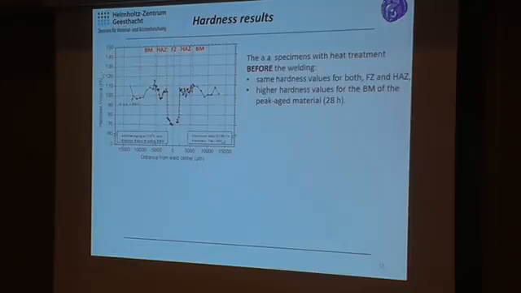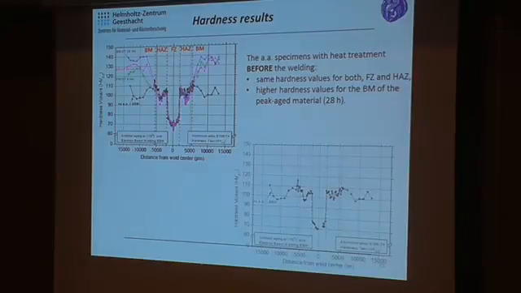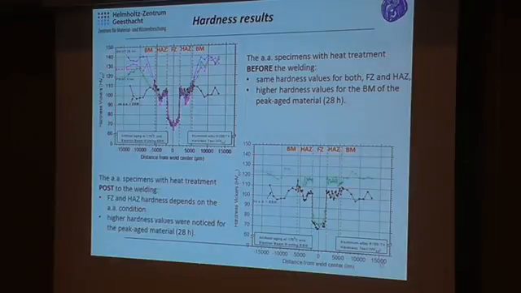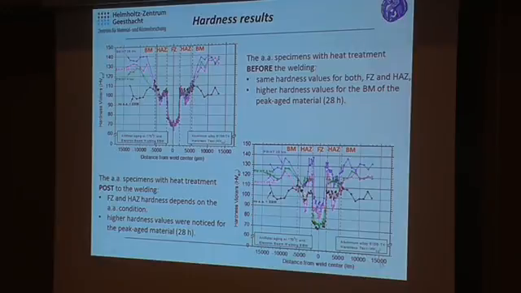For the experimental results and hardness measurements, I want to thank the Helmholtz Zentrum Institute in Geesthacht. The artificial aging specimens with heat treatment before the welding have the same hardness values for both fusion zone and heat affected zone, and the higher hardness values for the base metal were at 28 hours and peak aging. On the other hand, for the specimens with artificial aging post to the weld, the fusion zone and heat affected zone depend on the artificial aging conditions. And again, the higher hardness values were noticed at 28 hours.